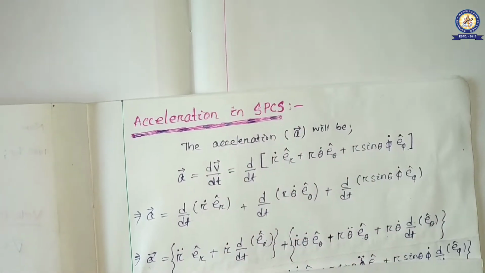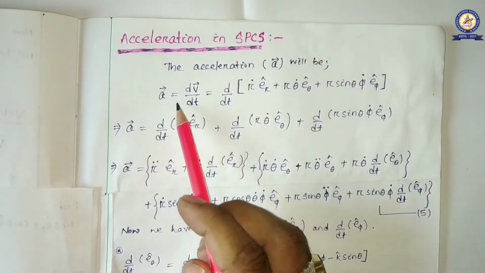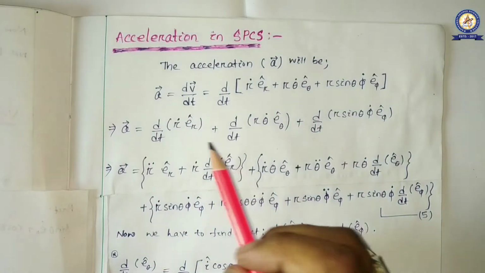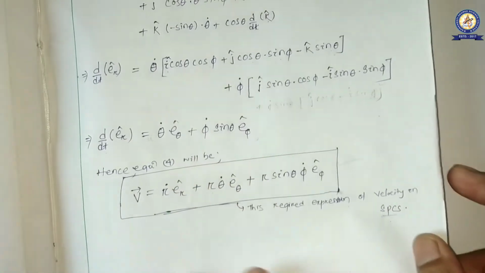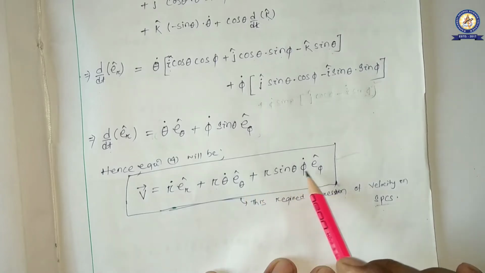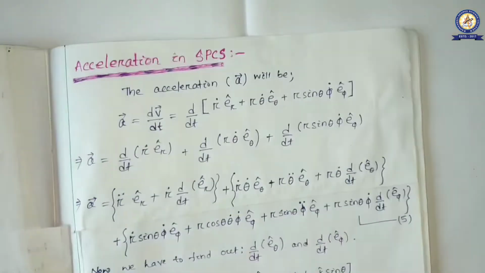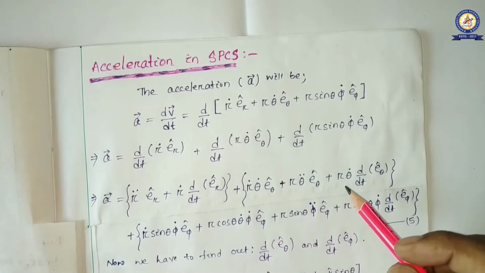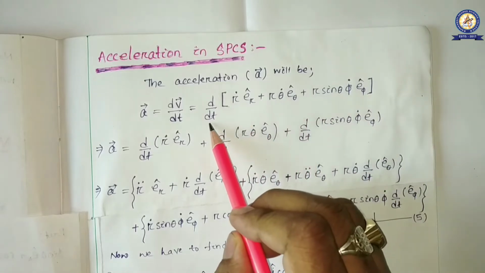Okay, so let's start. The acceleration will be a equal to rate of change of velocity, right? And the velocity we found as r dot e_r cap plus r theta dot e_theta cap plus r sin theta phi dot e_phi cap. That we are going to substitute over here, instead of v. Now each and every term is going to be differentiated with respect to t.